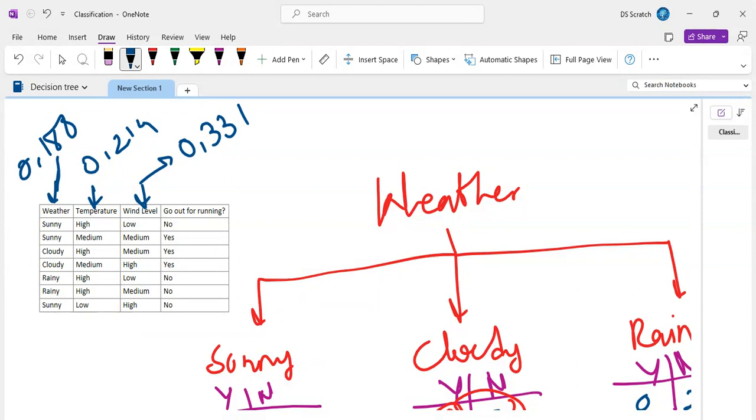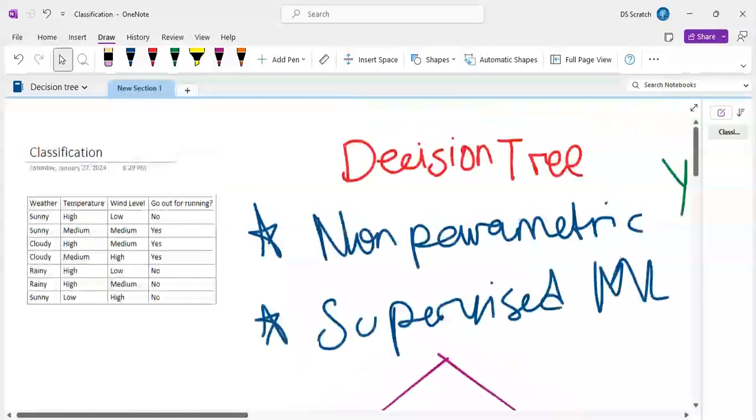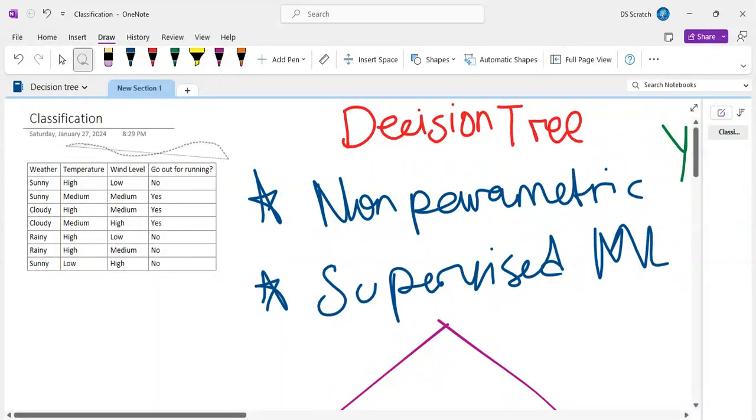Now we will decide based on these values which one should go on the top node or the root node. So as I said earlier, any feature which has the lowest impurity will be on the top. Now we can see that the weather has the lowest impurity. We will select this as our root node. So let's select the weather as a root node, and let's make the tree.